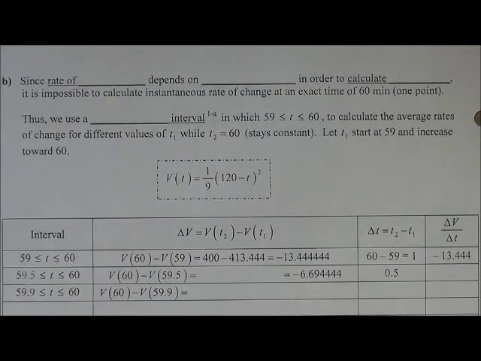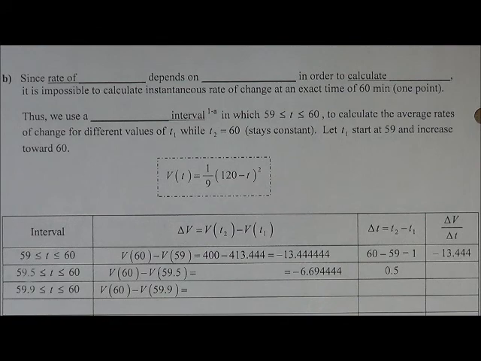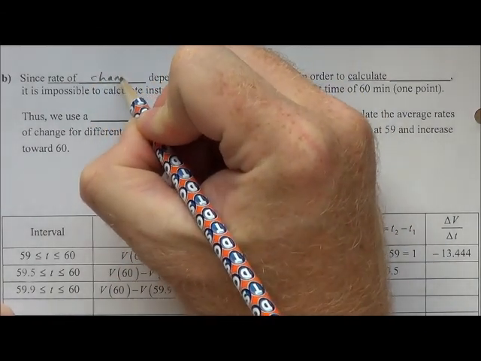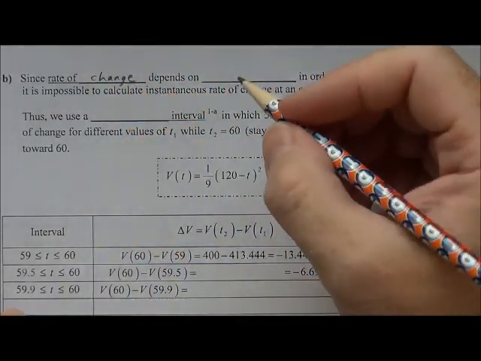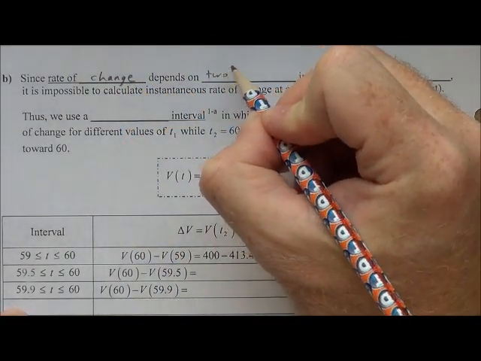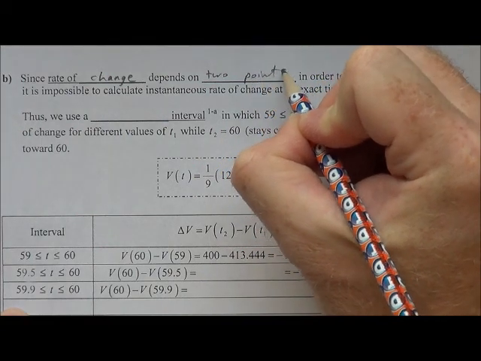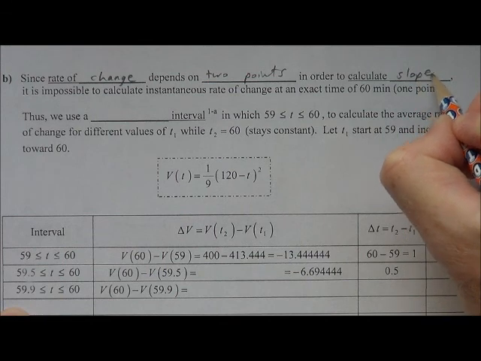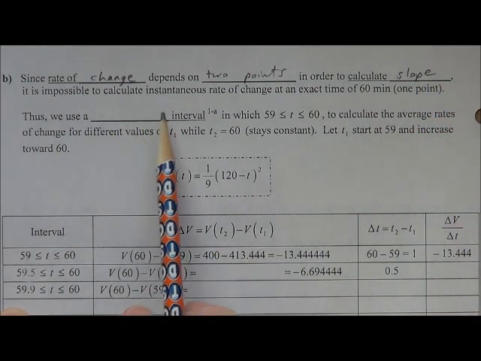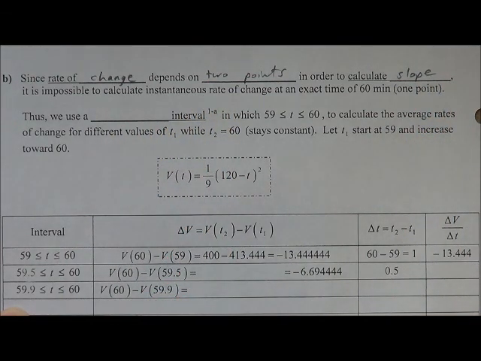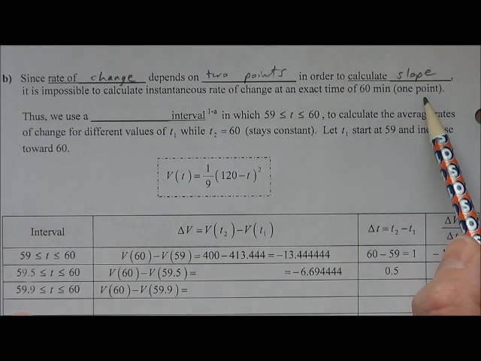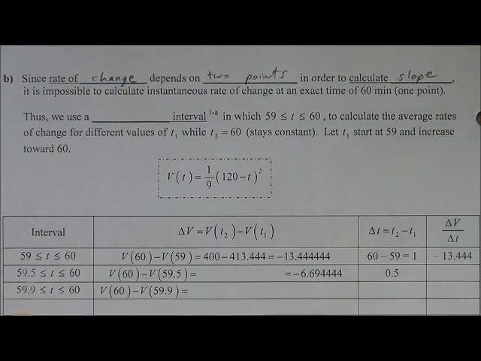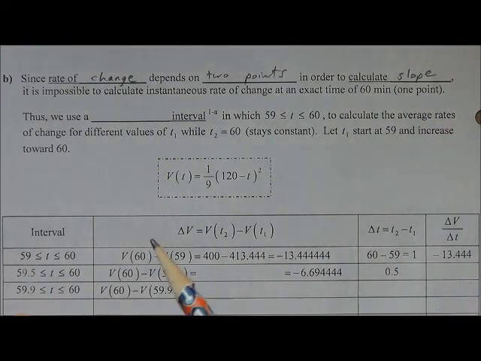Okay, so let's take a look at this now. Since the rate of change depends on 2 points in order to calculate slope, it is impossible to calculate instantaneous rate of change at an exact time of 60 minutes, which is just 1 point. So you need 2 points to calculate the rate of change.